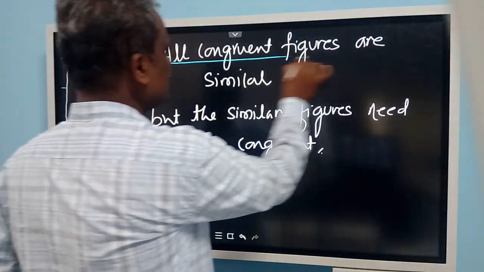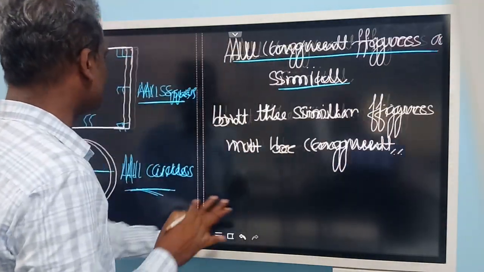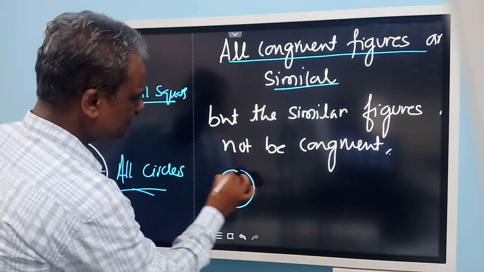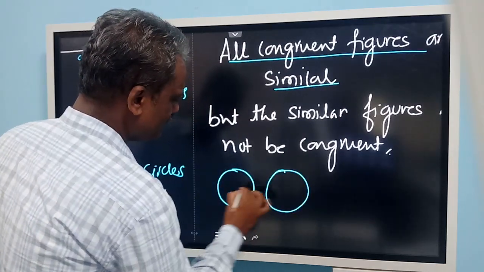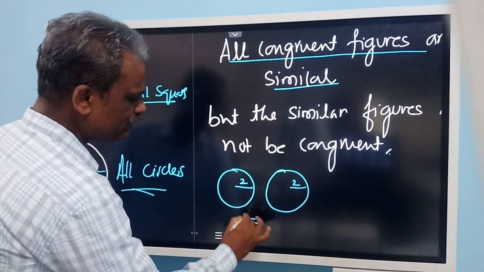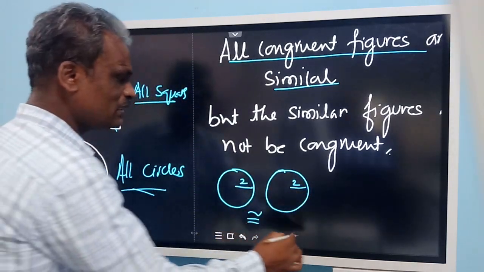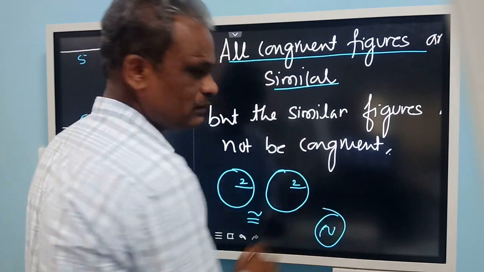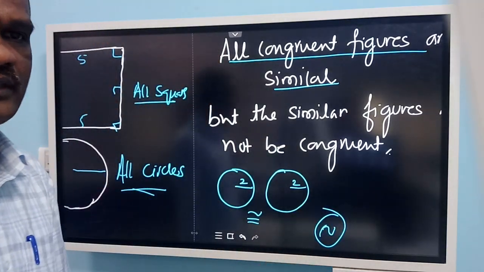All congruent figures are similar. You take any congruent figures. Congruent figures means same radii, two circles of the same radii. If I take 2 cm, this is also 2 cm. These two circles are congruent, and at the same time they are similar. Once they are congruent, you can directly write they are similar.